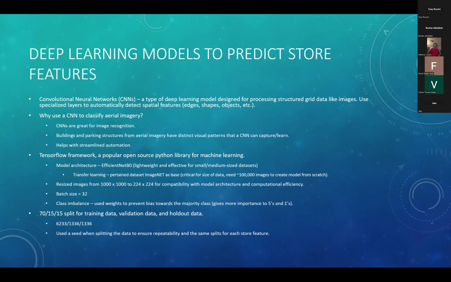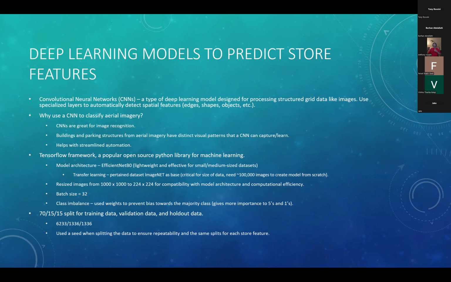An important tidbit here is that I did have to resize the images. Originally they were 1,000 by 1,000 pixels, and I had to reduce them to 224 by 224 for compatibility and computational reasons. I'll talk about this in the later part, but I think this caused some issues because you lose a lot of detail reducing the image size like that.